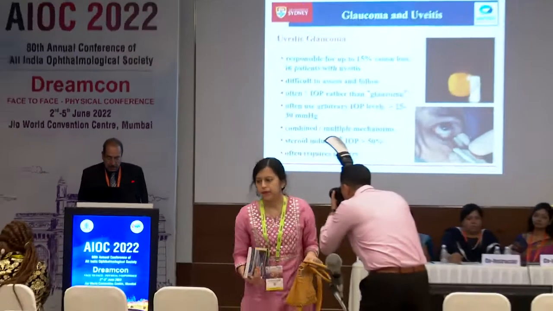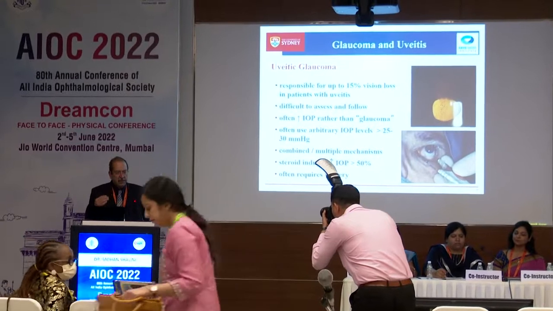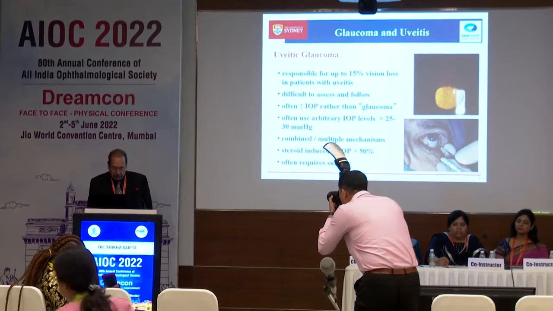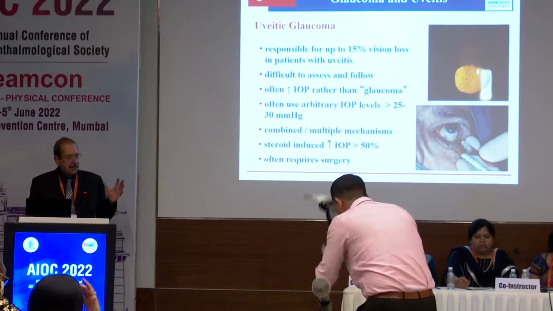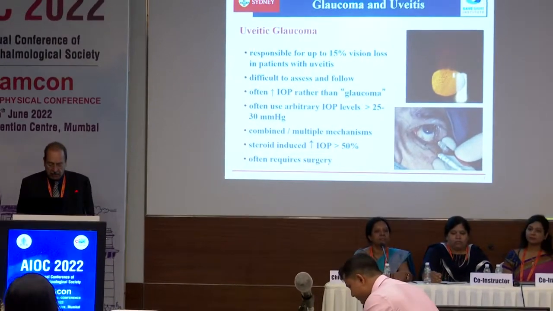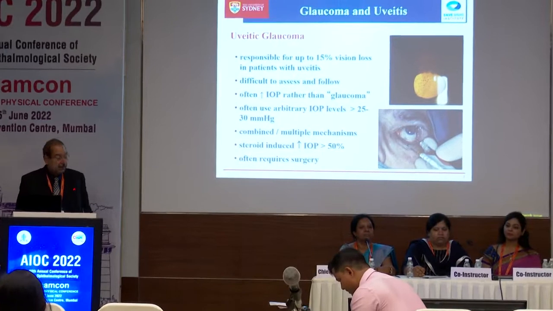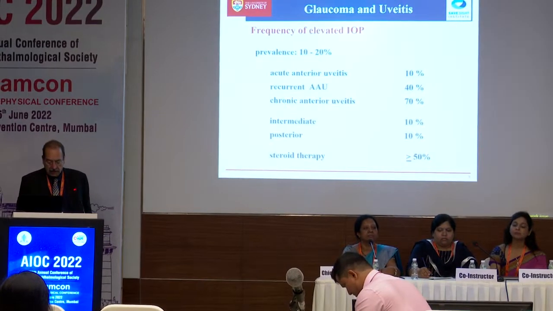To do with structure has got nothing to do with anything else but function. Uveitic glaucoma is responsible for up to 15% of visual loss in patients with uveitis. And it's more often an elevation of intraocular pressure rather than glaucoma. Steroids are responsible for 50% of this pressure elevation. The other thing is, of course, this often requires surgery to fix.